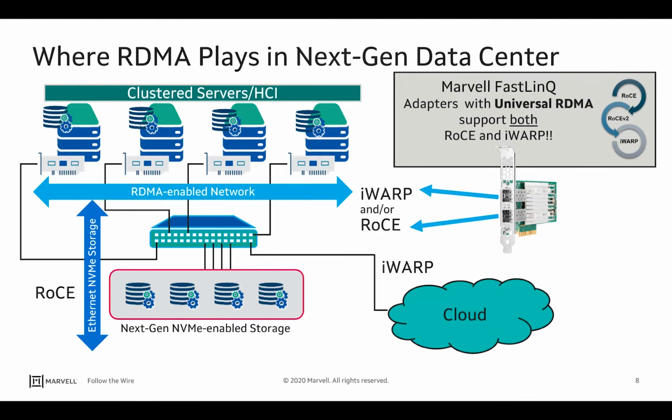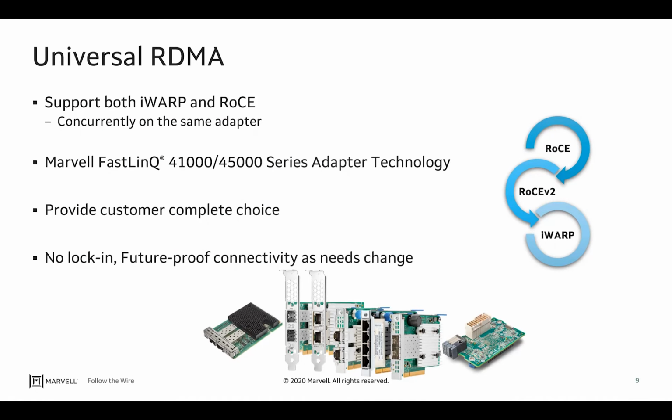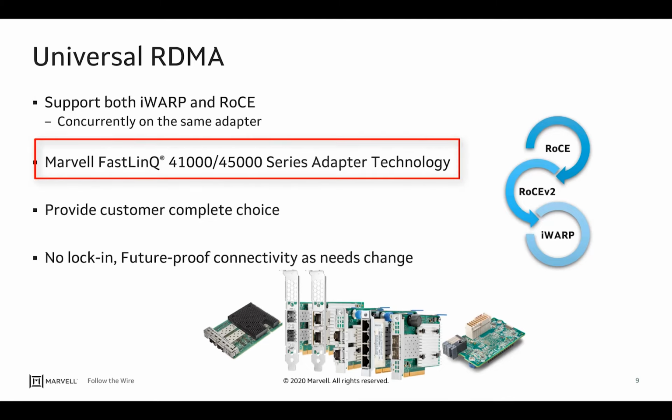At Marvell, we believe that choice for HPE customers is a good thing, and that's why our Ethernet engineers created Universal RDMA. This is the ability for a single adapter to run either RoCE or iWARP, or if needed, both on the same adapter. Universal RDMA is available on any of the HPE adapters based on the Marvell FastLinQ 41000 or the 45000 series adapters.